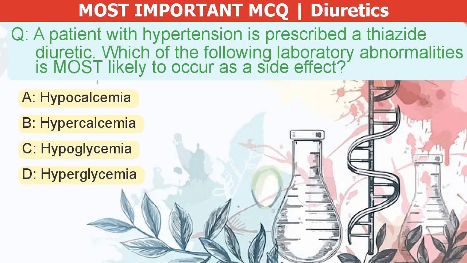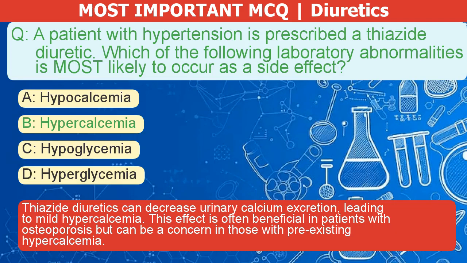A patient with hypertension is prescribed a thiazide diuretic. Which of the following laboratory abnormalities is most likely to occur as a side effect? A. Hypocalcemia, B. Hypercalcemia, C. Hypoglycemia, D. Hyperglycemia. The correct answer is B. Thiazide diuretics can decrease urinary calcium excretion, leading to mild hypercalcemia. This effect is often beneficial in patients with osteoporosis but can be a concern in those with pre-existing hypercalcemia.